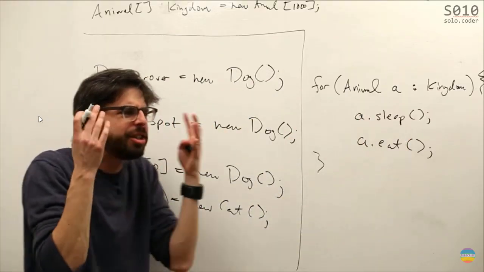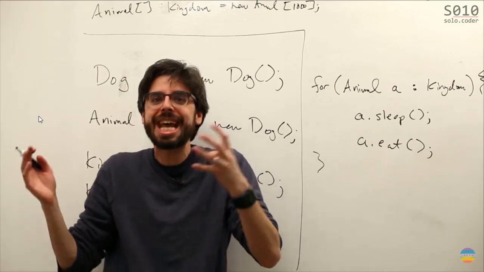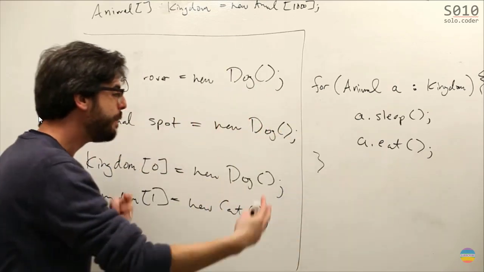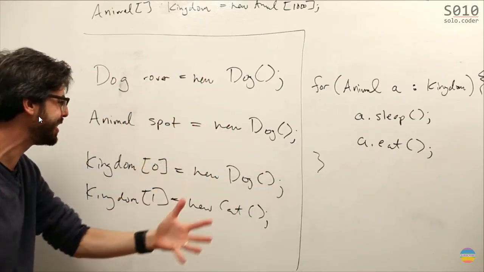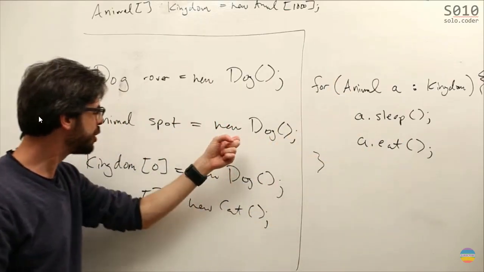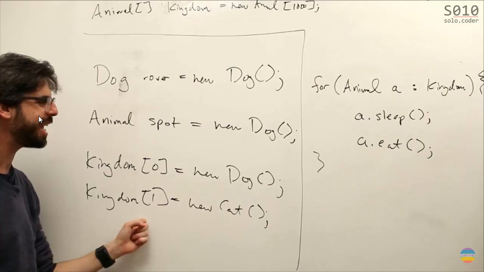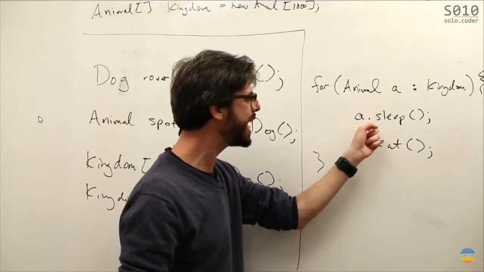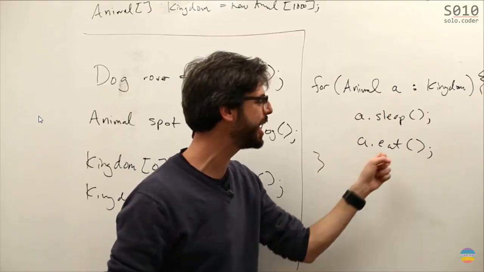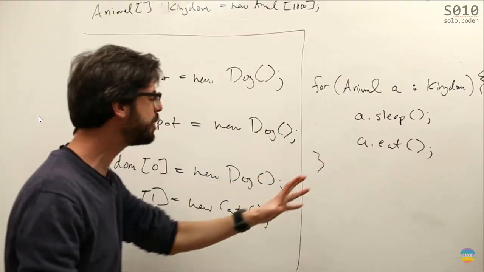don't have to say, if it's a dog, sleep like a dog. If it's a cat, sleep like a cat. The magic of polymorphism and inheritance is it just knows how to do it. We made a dog and put it in the first spot. We made a cat and put it in the first spot. They're both animals, but a dog is a dog. When it gets to sleep, it's going to sleep like a dog. When it gets to eat, it's going to eat like a dog. So this is very powerful.